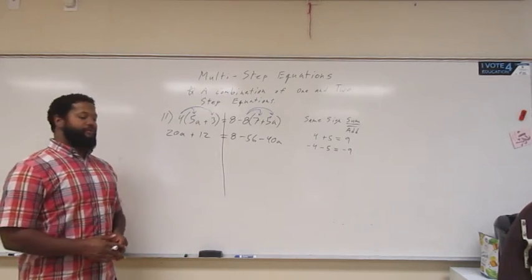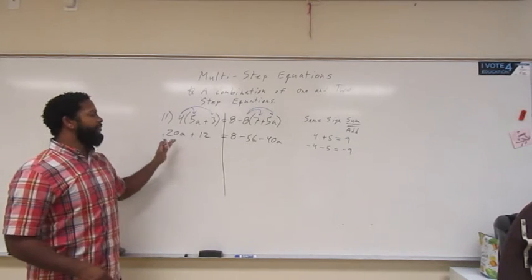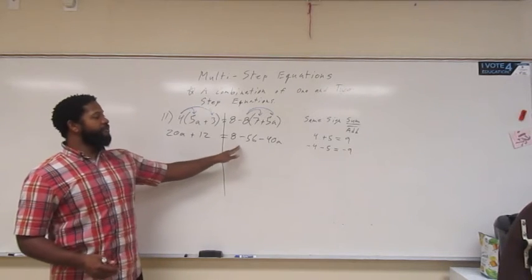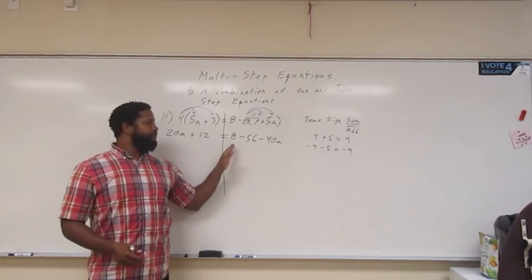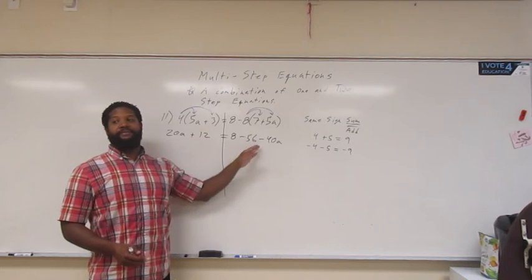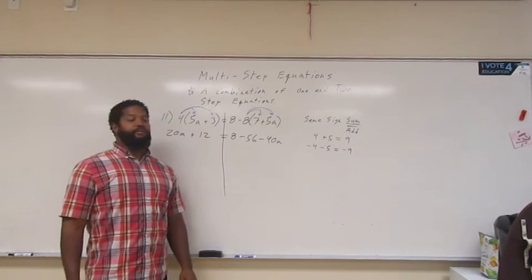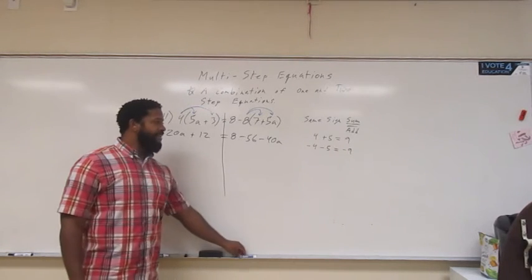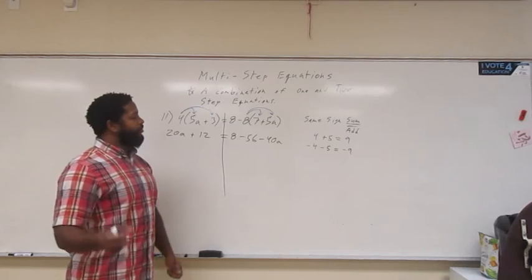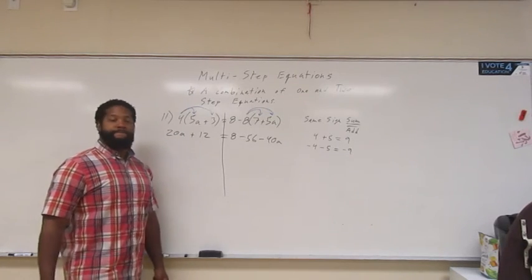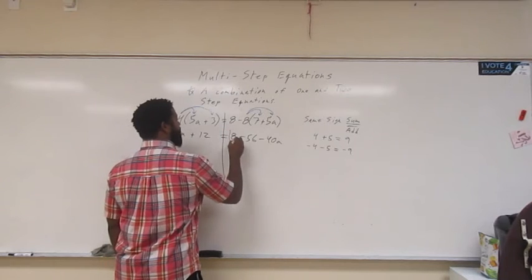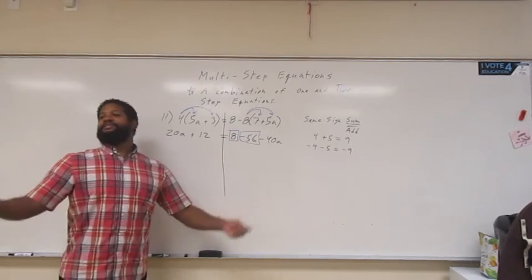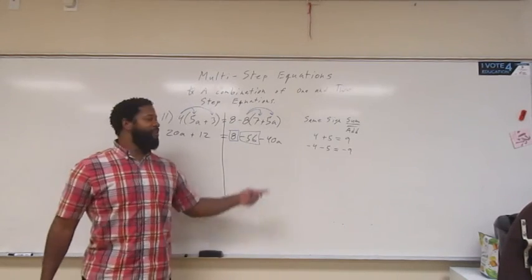Before we do that though, how many terms do we have over here? 2. How many terms do we have over here? We have 1, 2, 3 terms. So, can we combine like terms on this side? Yeah. What 2 terms can we combine? 8 and the negative 56, right? Why do you put the box? Just so that the kids at home can understand what we're talking about.